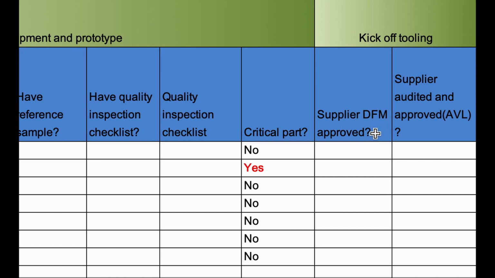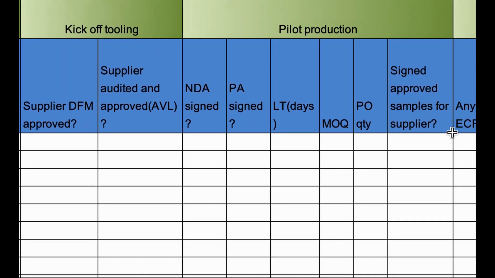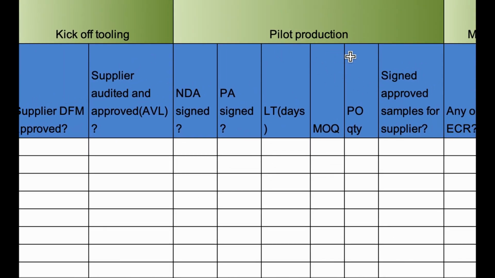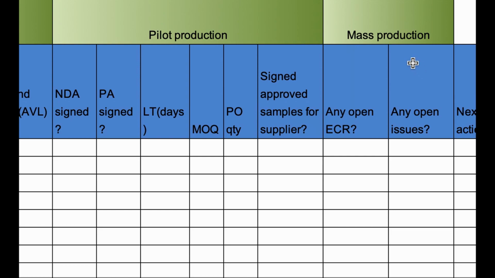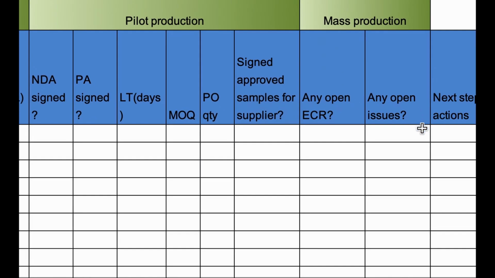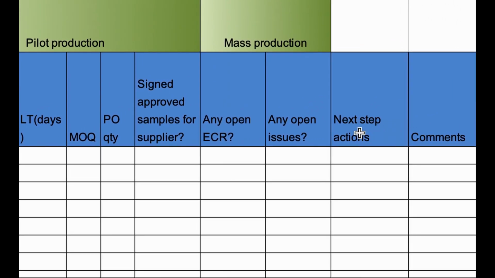Then if there's some tooling, what about the design for manufacturing from the supplier? Is it approved, and so on? Is the supplier in the approved vendor list? Then it goes typically into pilot production if it's a very new product, and then into mass production. Very important to track the engineering change requirements and the open issues. And then sometimes also next steps and comments for better management.